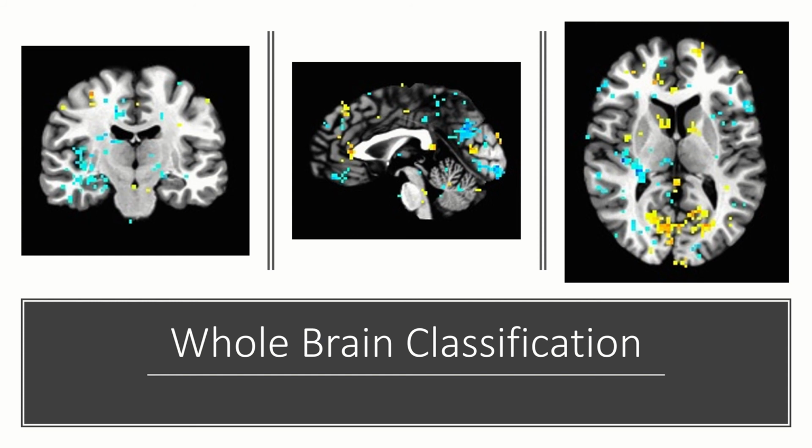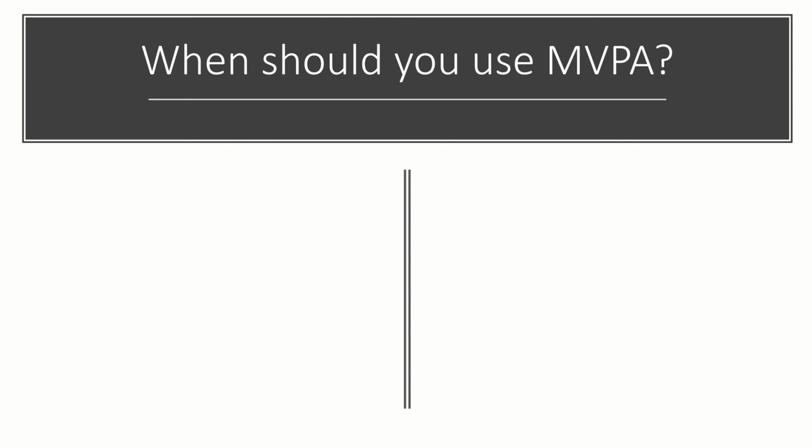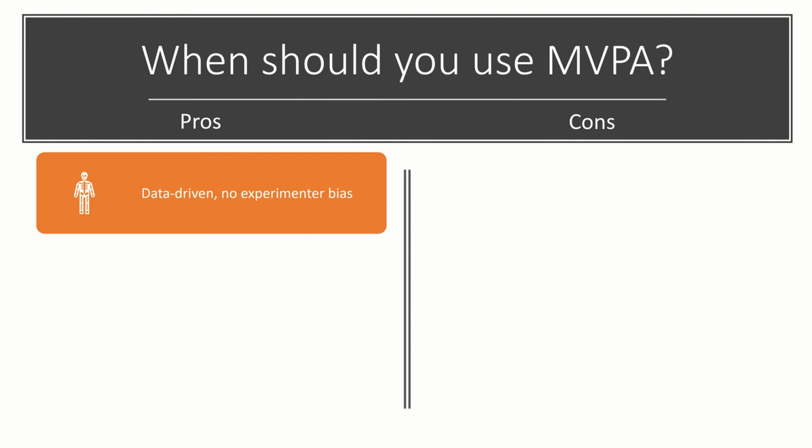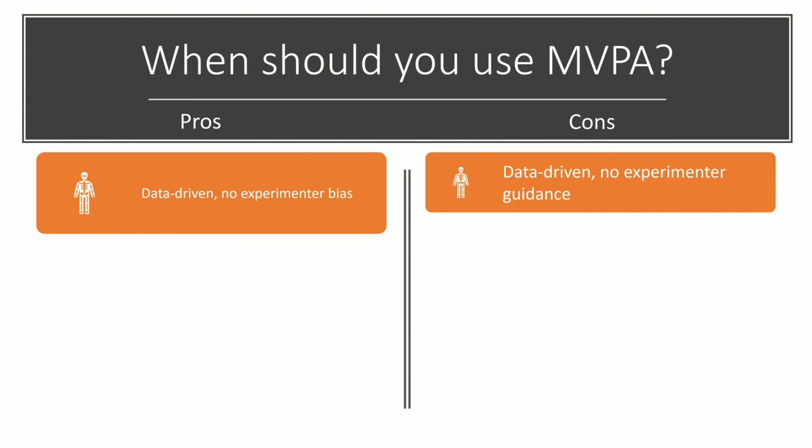Yeah. Cool. So I realized partway through that I was going pretty quick, so we can have a brief recap. When should we use MVPA, and when should we use just regular analyses? There are some pros and some cons. One, MVPA is data-driven, so there's no bias from any of us, but also because it's data-driven, there's no guidance.